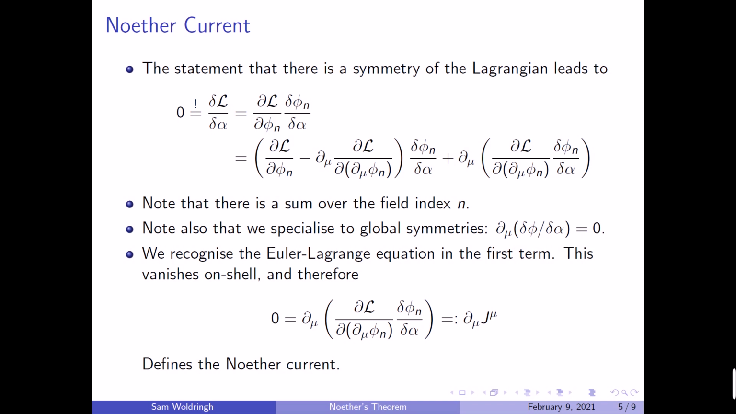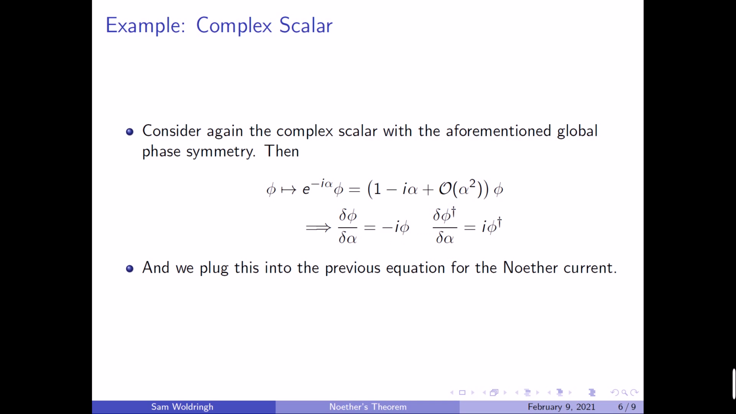Now we'll go to an example. Consider again the Lagrangian that we had of the complex scalar that had an aforementioned global phase symmetry. Well, infinitesimally then, we can write the variation of the fields, the change of the fields, in the following way, where there's a linear term in alpha, and therefore the variations of the fields become the following things. And then to find the associated Noether current to this symmetry, we just plug these into the equation we found just now.